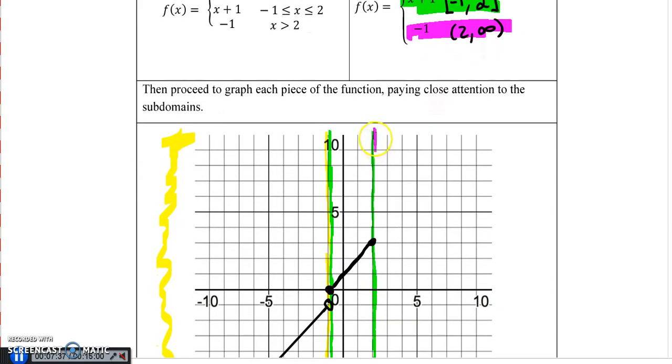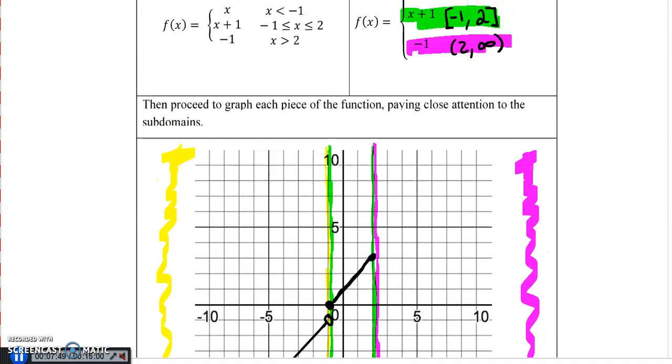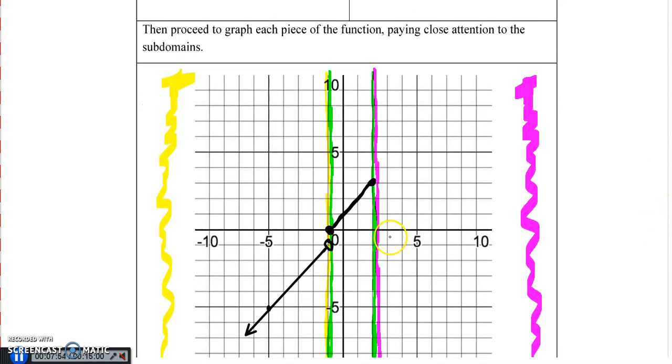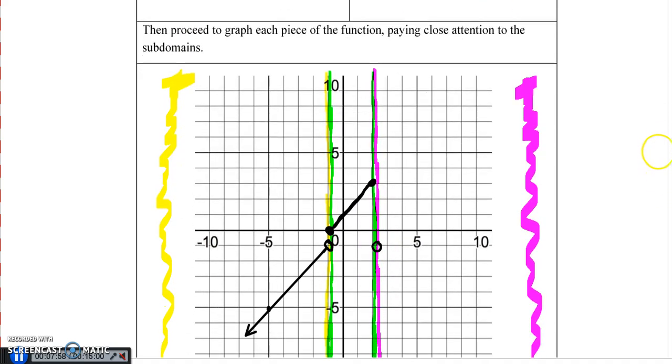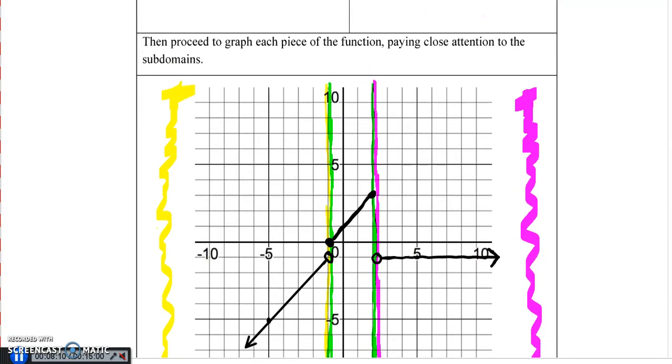And then finally, look at this last one. -1, so from 2 to infinity. That's always going to be -1. So there's going to be an open circle there because there was a parenthesis with the 2, and then a solid line running along when y is -1, with an arrow at the end because it goes to infinity. And there you just graphed your first piecewise function.